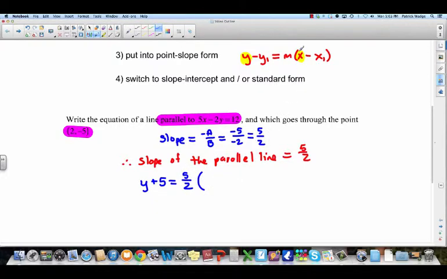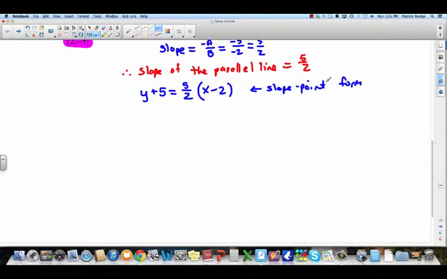Then we have x, that's the highlighted x that always is there, take away the x value, which is 2, so x take away 2. Okay, we're done. This is slope point form. But we don't want it to be in slope point form. We want it to be in either slope intercept or standard form. Let's switch it into both of them.